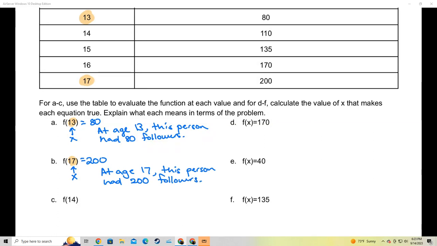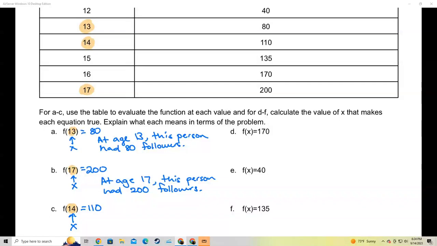Okay, similarly, when I look at letter C, I see that my x or my input, the thing inside the parentheses, is 14. That makes this my x. I'm going to highlight the 14 on the table. That's here. What does that 14 match up with? It matches up with the 110. So I get to write that f of 14 equals 110. And if I were to write a sentence, it would be at age 14, this person has 110 followers. I'm not going to do that just in the interest of time to try to make this video a little bit shorter.